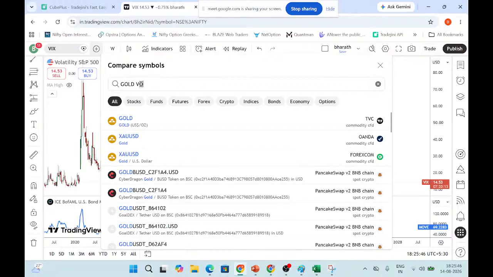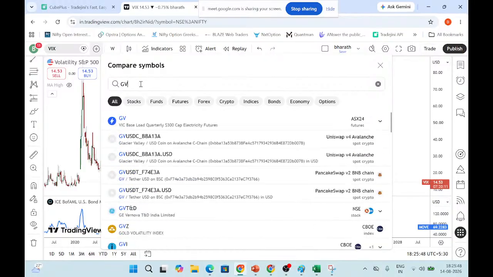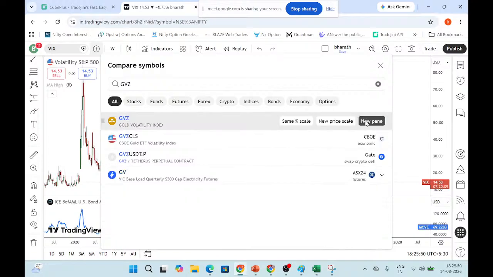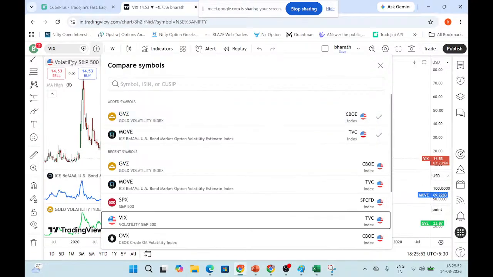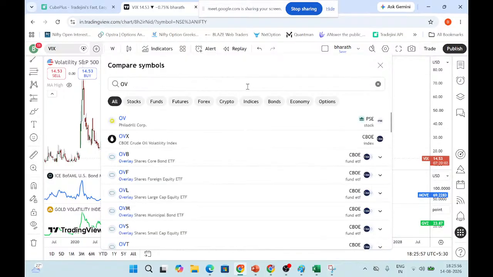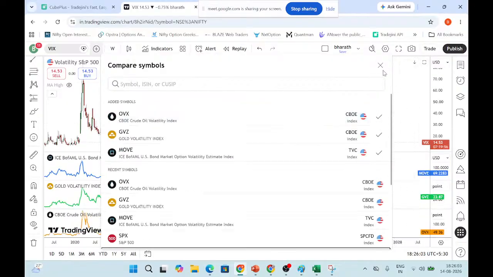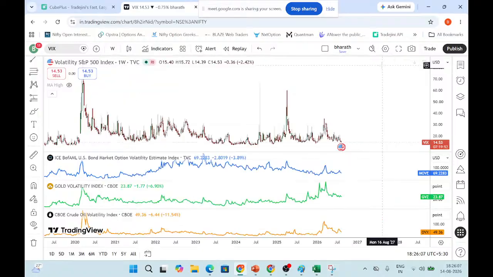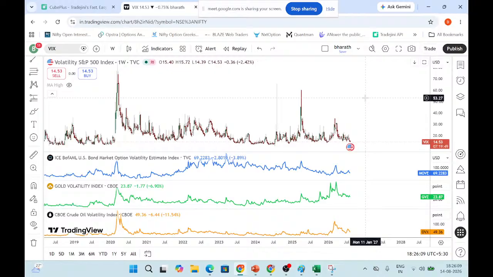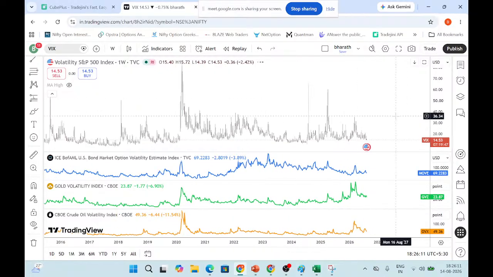Gold, GVZ. New pane, GVZ is the gold volatility index. Now I'm going to put OVX, basically the CBOE crude oil volatility index. So I'm going to put it in a new pane. This will give me the entire picture here. Correct? What is the picture that I'm getting here?